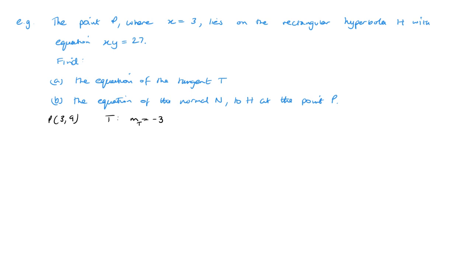So we've got P is 3, 9, and the gradient of the tangent is negative 3. That means the gradient of the normal is positive 1/3. So now I can go ahead and find the normal equation. So it's y minus y1 equals m times x minus x1.